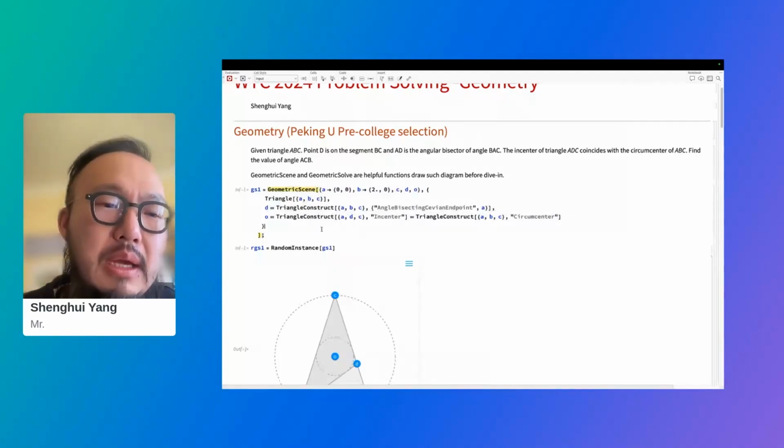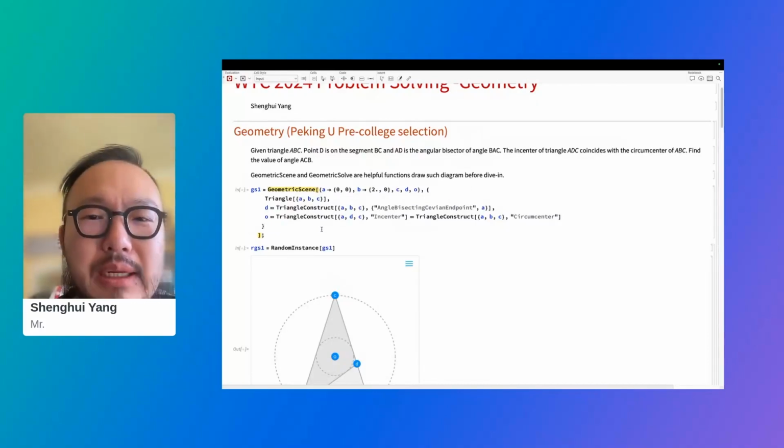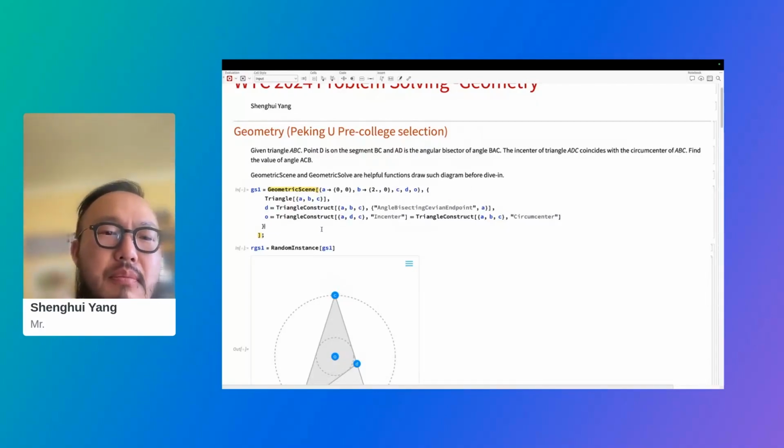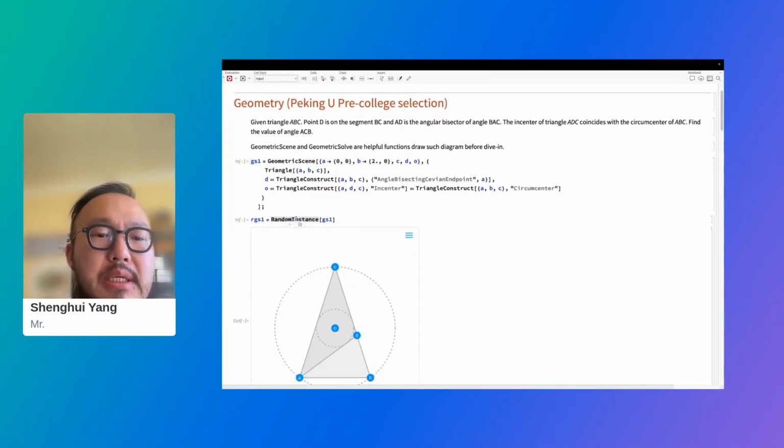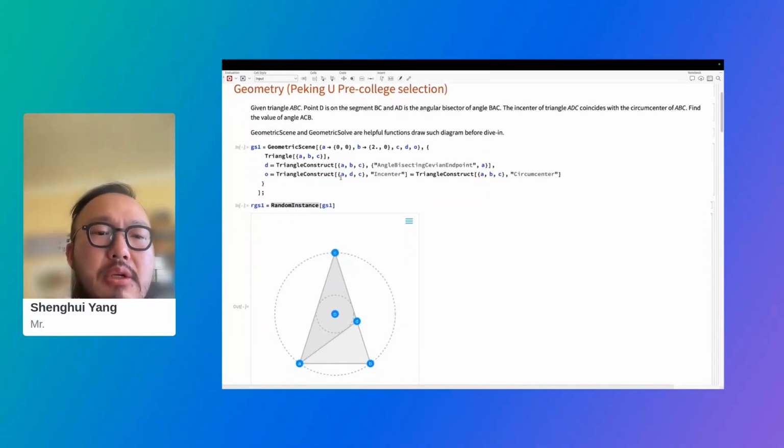We are putting effort into maybe automatically using an LLM to transfer the statement of a problem into this type of thing in the future. But even if you do that manually, you can see it's really not that difficult. If you learn the basic syntax, the construction of this geometric scene is quite straightforward. And then if you want to plot that, there's a function called RandomInstance. It basically sets up some random points and wiggles them around to see if we can find a solution for this construction.